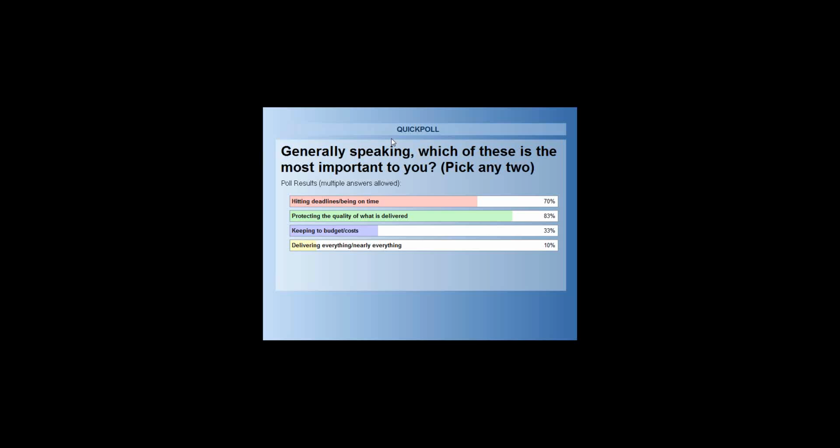Now, I don't want to misread that. That doesn't mean to say money is no object. It just means the other two are much more important. But look at how low the score is for delivering everything. 10%, 1 in 10 people think that is. And it might be on a project-by-project case. It might be you've got something where actually it's safety critical, or something's always got to be there.